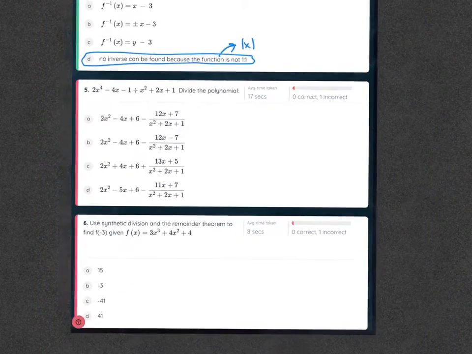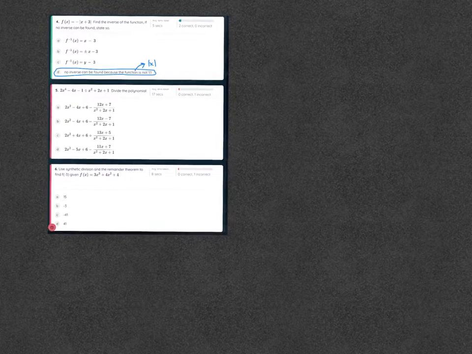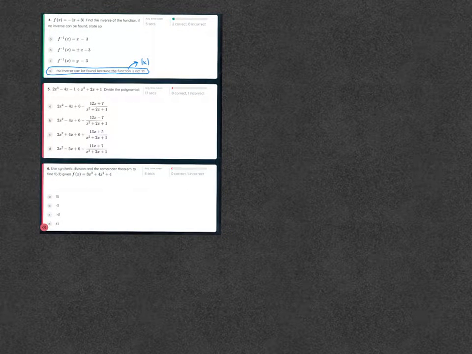5, divide the polynomial. So here's my long division, okay? I get 2x to the fourth minus 4x minus 1 divided by x squared plus 2x plus 1. What's missing from my dividend? I got an x to the fourth. Do I have an x to the third? Nope. Do I have an x to the second? Nope.